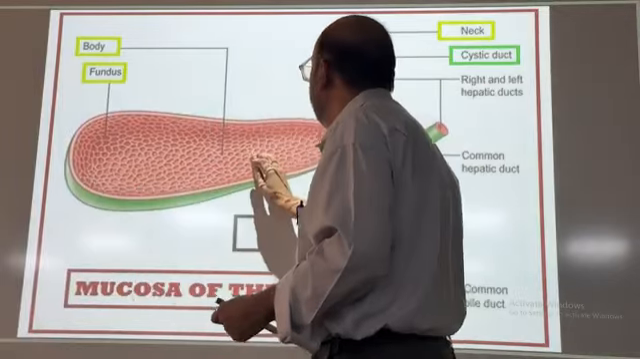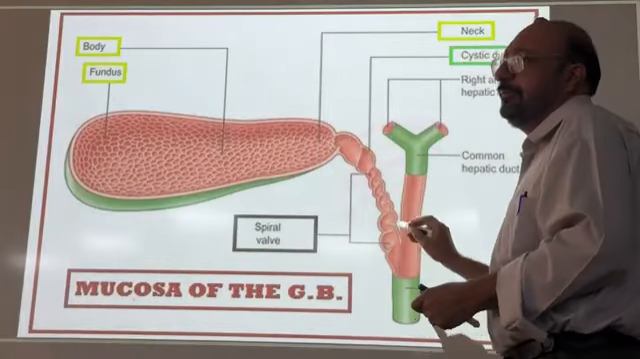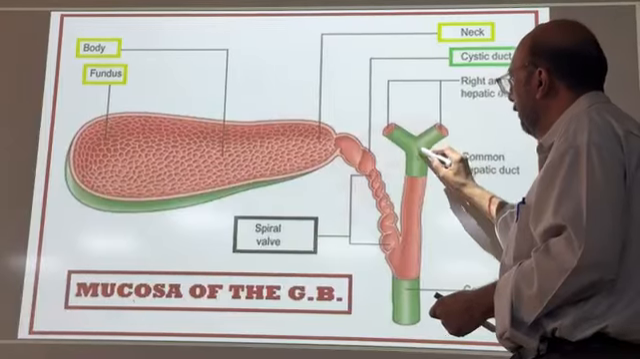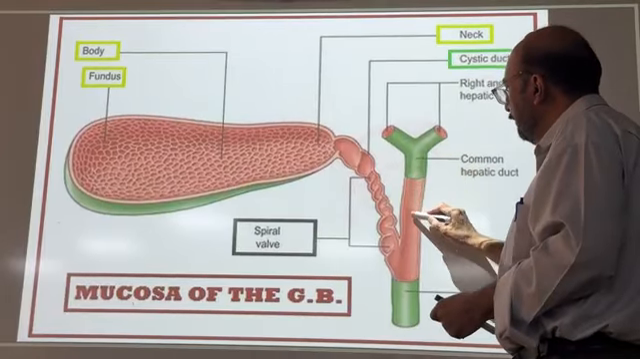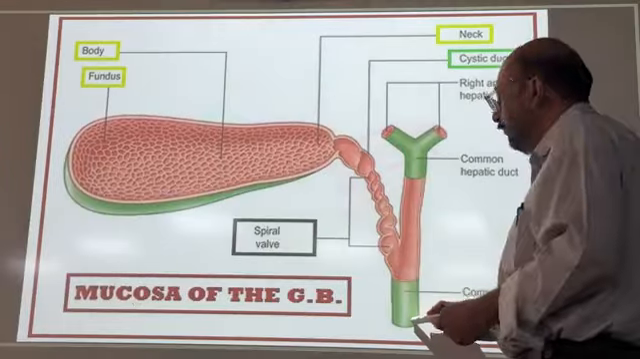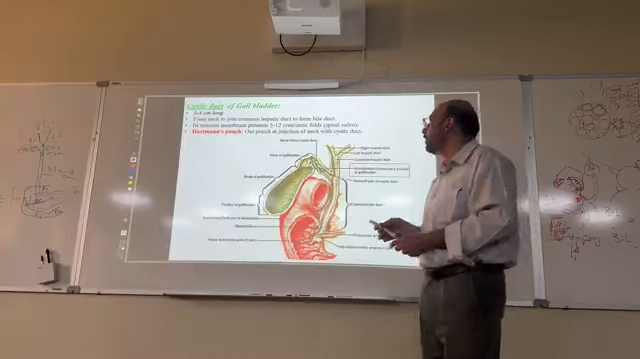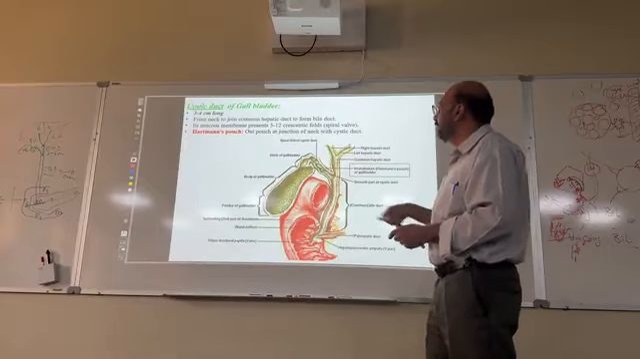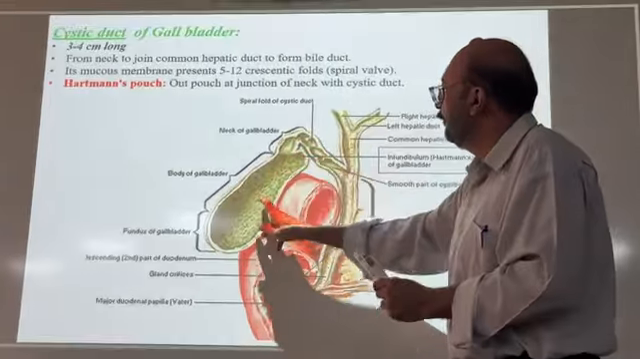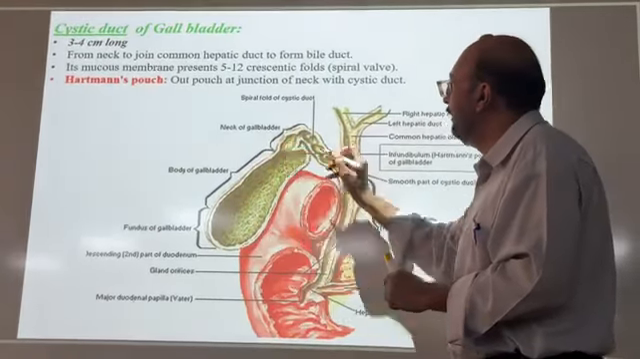Fundus, body, neck, spiral, cystic duct, right hepatic duct, left hepatic duct, common hepatic duct. Now, this is the common hepatic duct combining with the cystic duct, making the common bile duct. Okay, this is the cystic duct of the gallbladder. Here is Hartmann's pouch. See this one? So this is fundus, body, neck. In the neck you have this extra part.